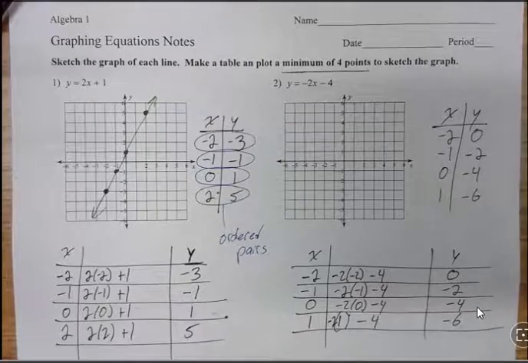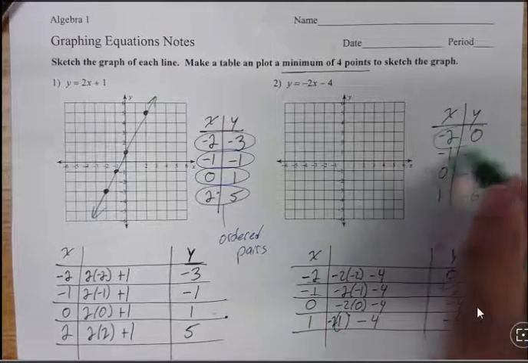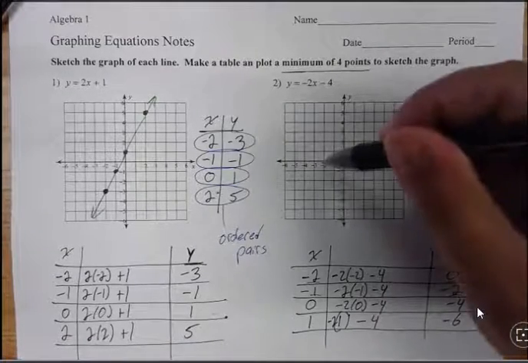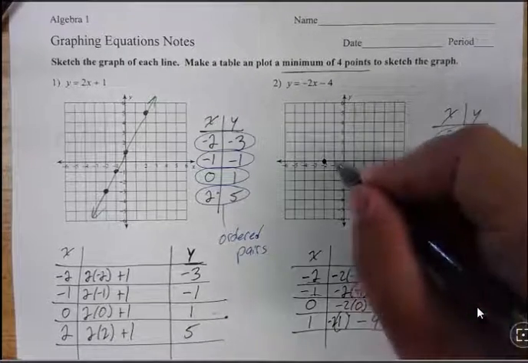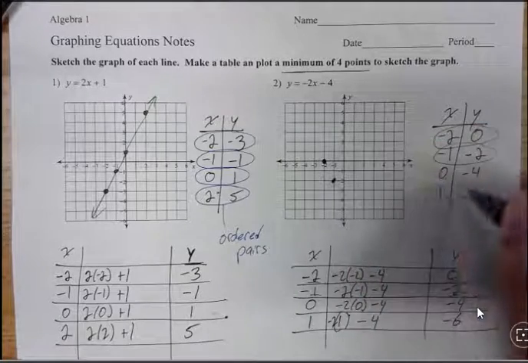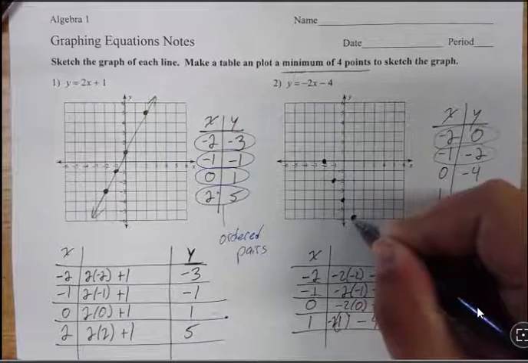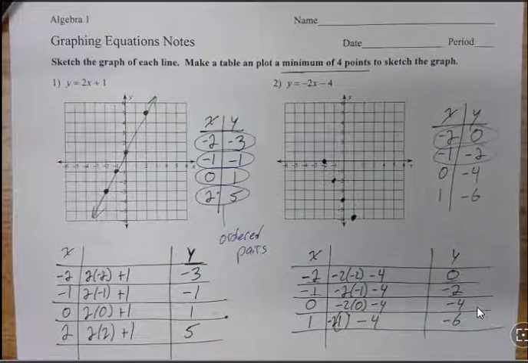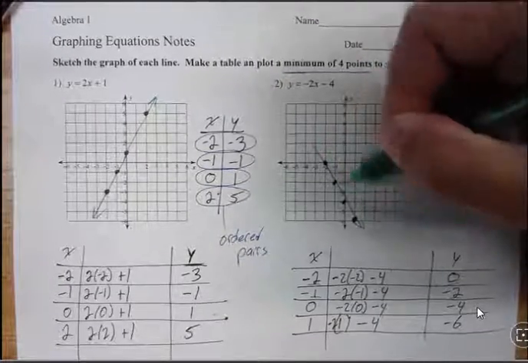And again, that's these guys. So these are our ordered pairs, and I'm going to graph those. Negative 2 in the x, 0 in y, so that would be that point. Negative 1, negative 2, 0, negative 4, and 1, negative 6. And again, once we have those 4 points, we can see that we have a pretty straight line. So we're going to draw our line.